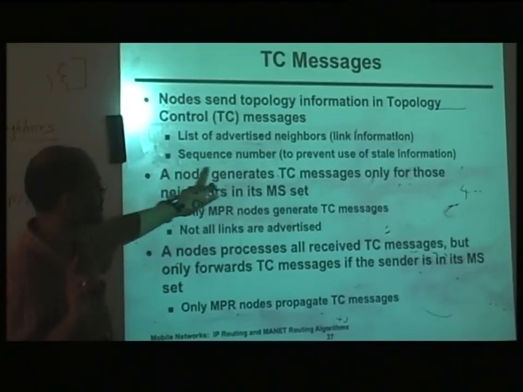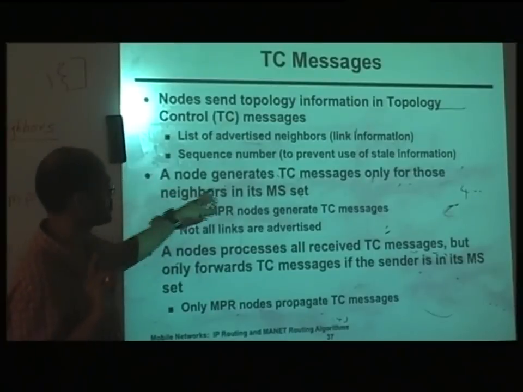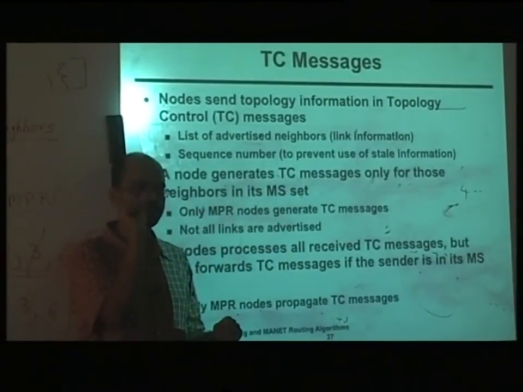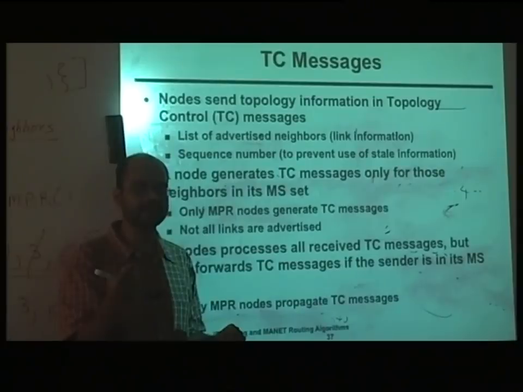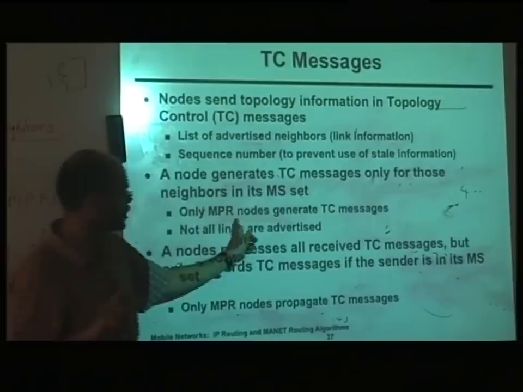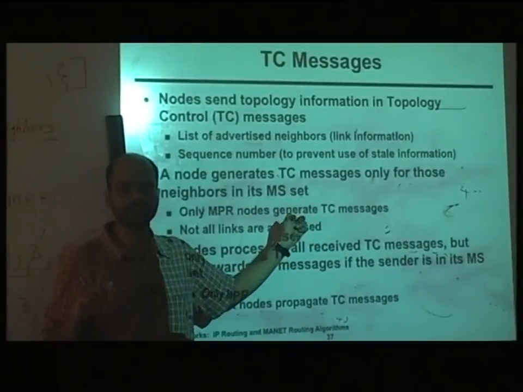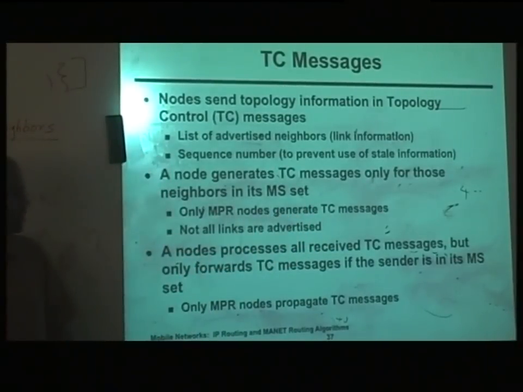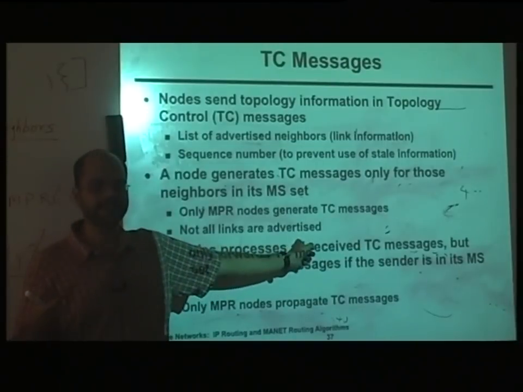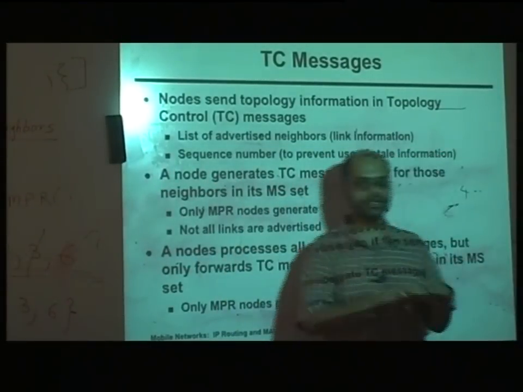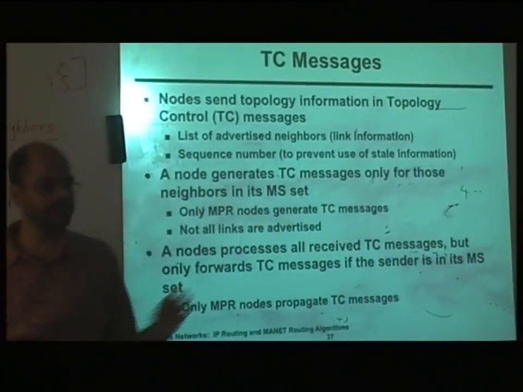A node generates TC message only for those neighbors in its MS set. So remember, only those links will be advertised. That means only MPR nodes generate TC messages. What does it mean? Only relay nodes will generate this message, and not all the links are advertised. So for example, this link will never be advertised, so nobody will know that this link exists in the network.